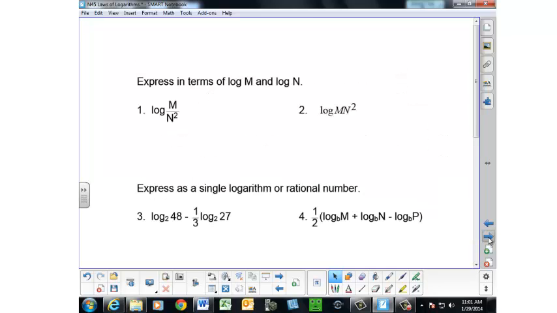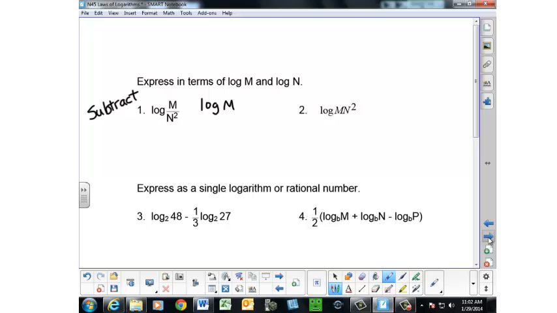Okay, example 1, this is division. So log m minus log n squared. And you got to make sure that you're looking at the bases. Since they have the same base, then that's when you can use the law of logs.